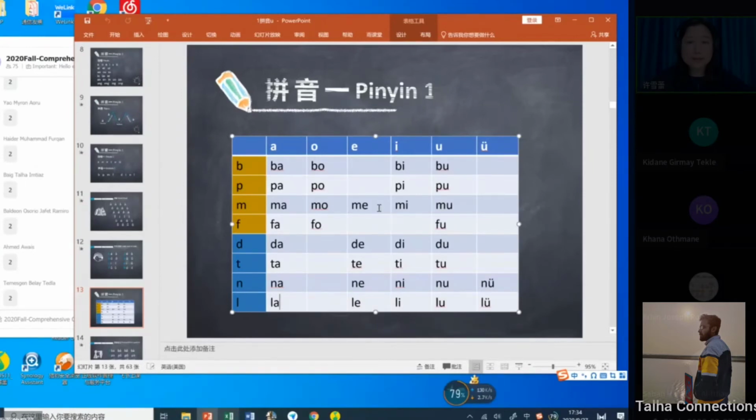M, m. This one has only one character. There are very few characters read in this syllable, in this pronunciation, and the tone is just one. M, m, m. Okay, now let's move on to this one.